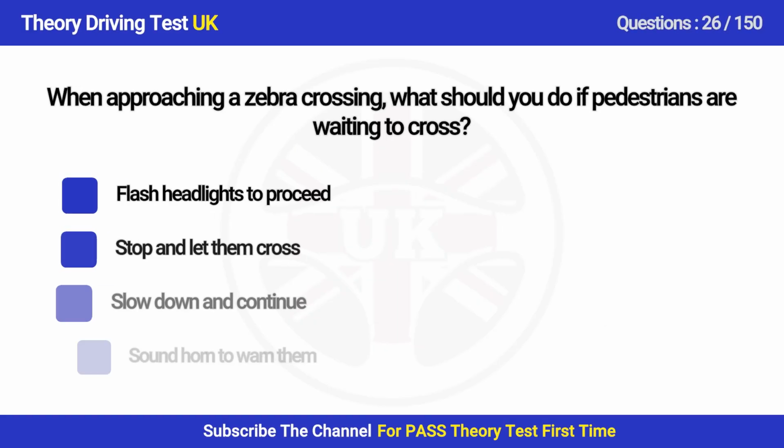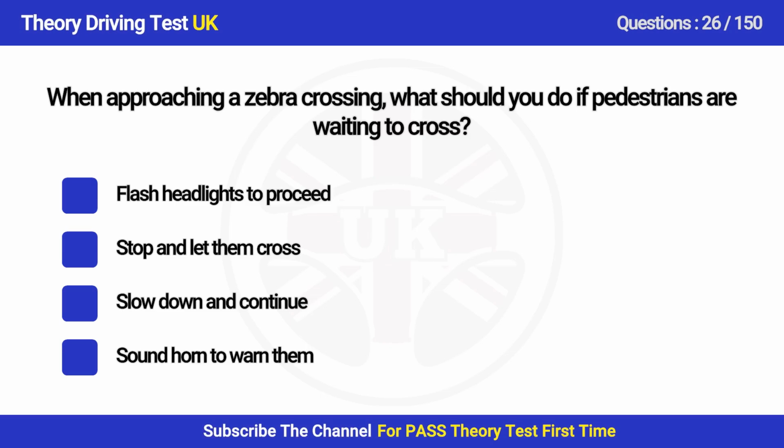Question 26. When approaching a zebra crossing, what should you do if pedestrians are waiting to cross? A. Flash headlights to proceed. B. Stop and let them cross. C. Slow down and continue. D. Sound horn to warn them.